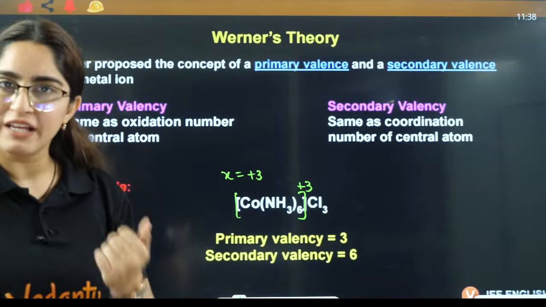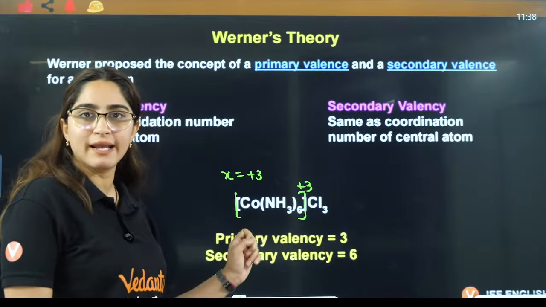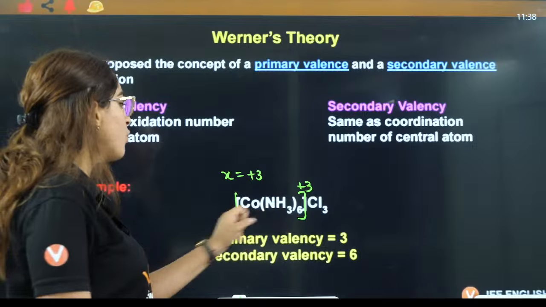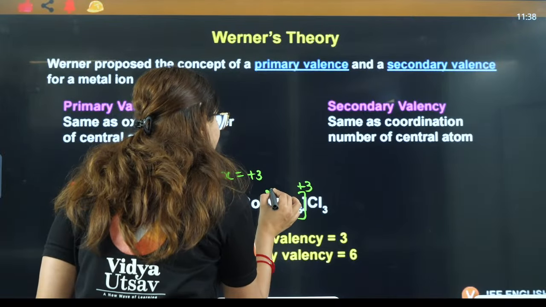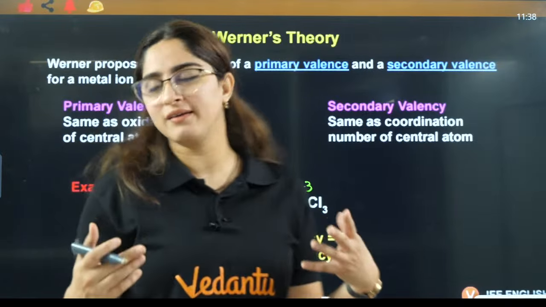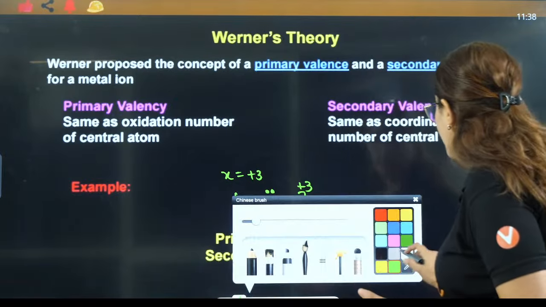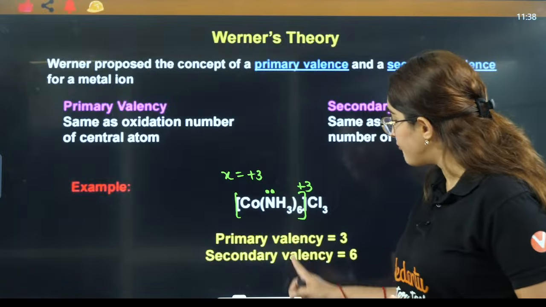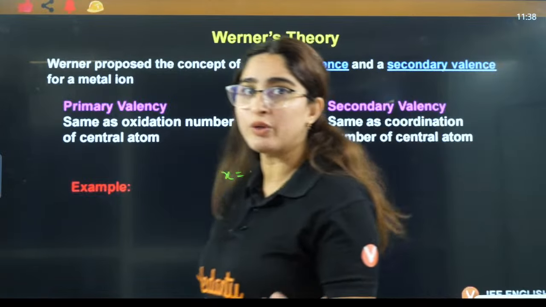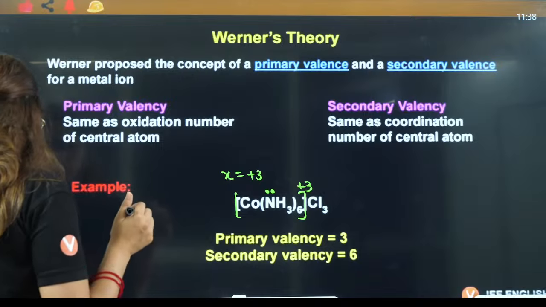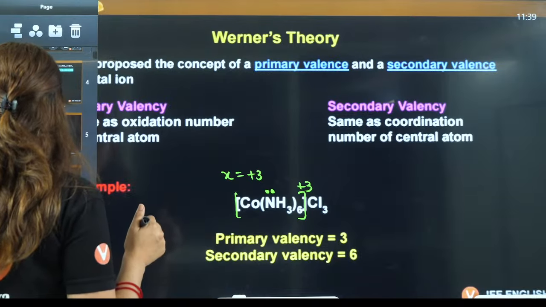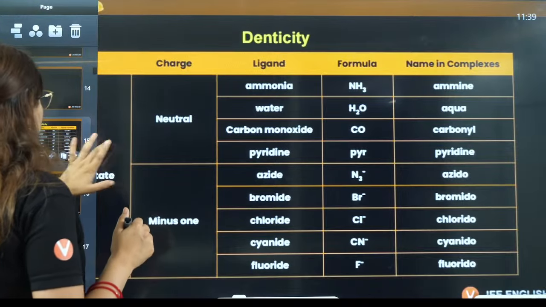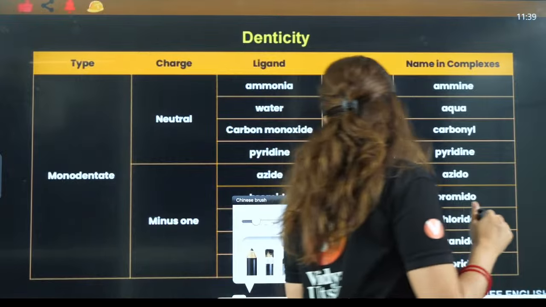Secondary valency is the coordination number. How many ligands are connected, how many donating sites do you have? You have 6 donating sites here because ammonia is a monodentate ligand. Now you must be thinking, ma'am, who will tell us whether ammonia has 0 charge or minus 1 charge, whether it has 1 donating site or 2? For that you need to go through this chart. Let me explain that chart, which is about denticity.